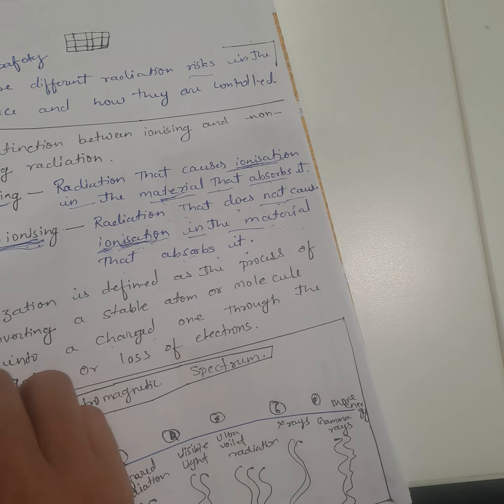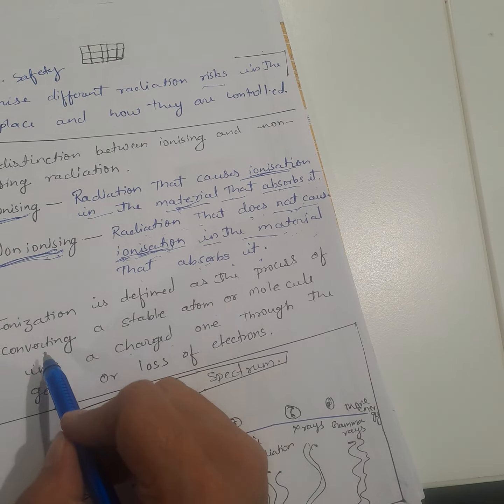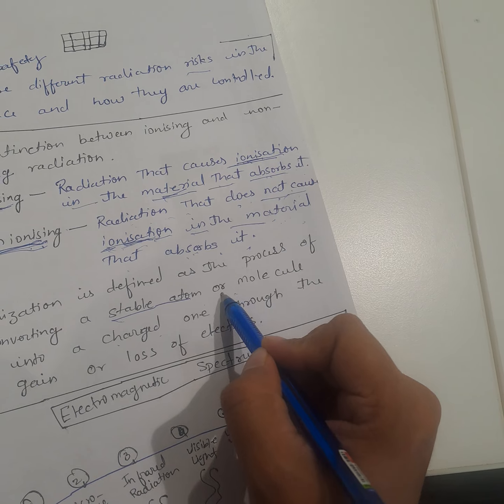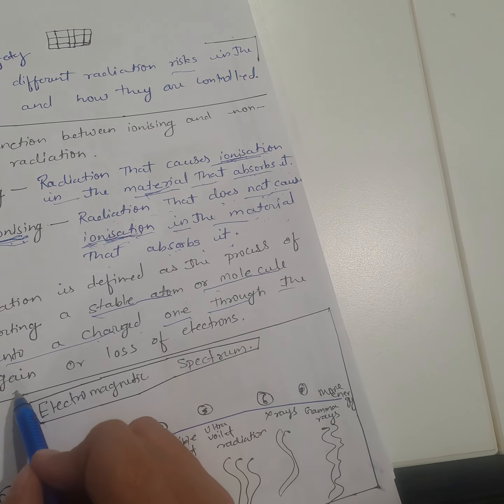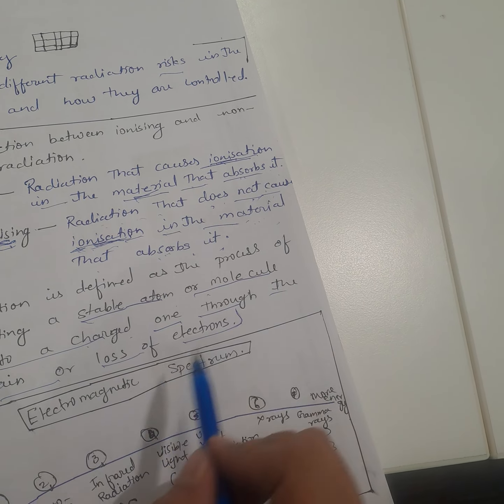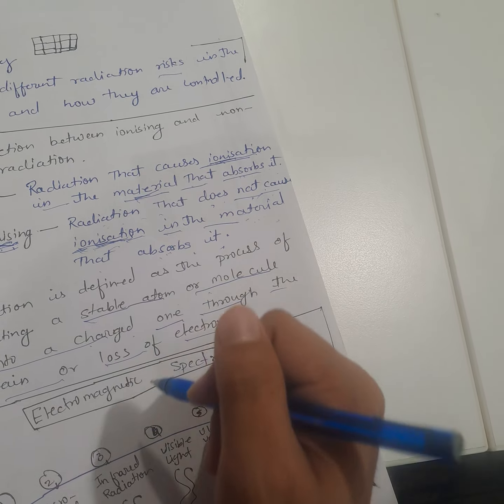So ionization is defined as the process of converting a stable atom or molecule into a charged one through the gain or loss of electrons. So if anyone asks, you have to define it like this.